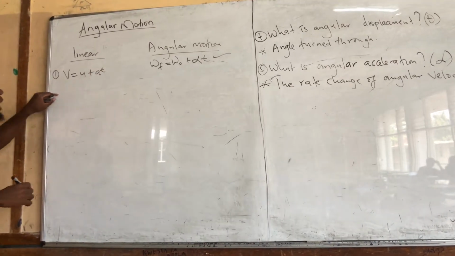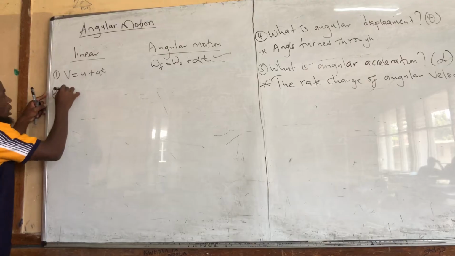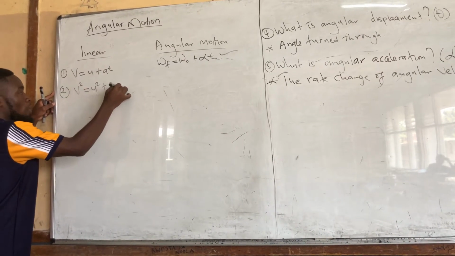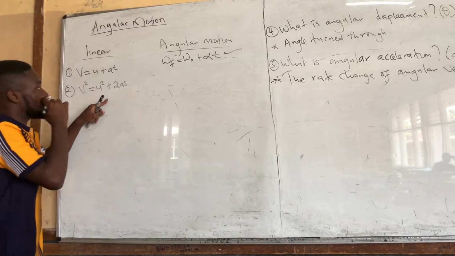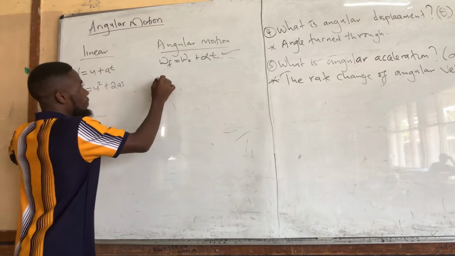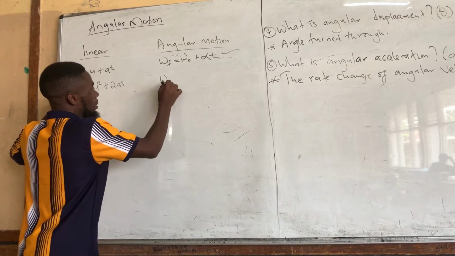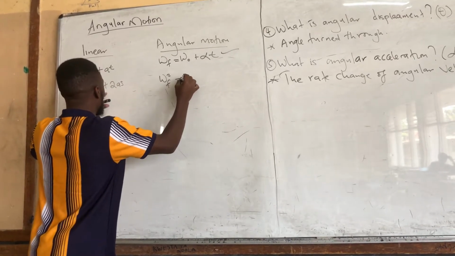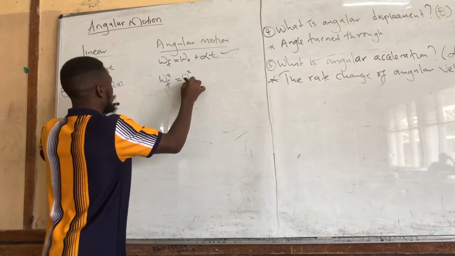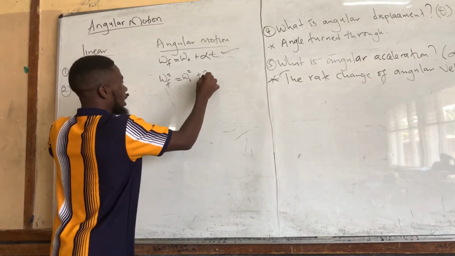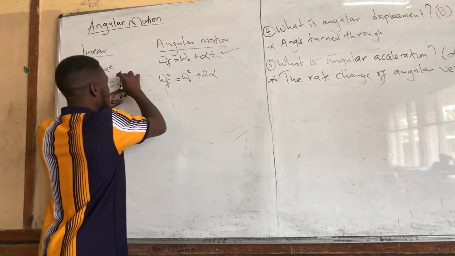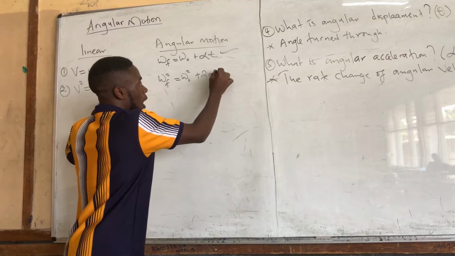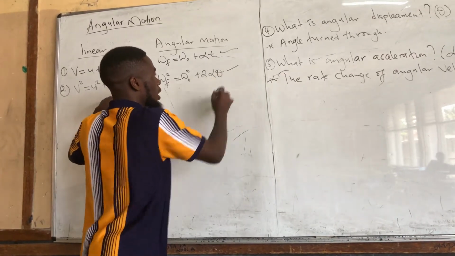The second one says v squared equals u squared plus 2as. But here, v changes to omega final squared equals omega initial squared plus 2, and the acceleration is now alpha. What is this s? This s is displacement, and now the displacement is theta. So this is our second equation.